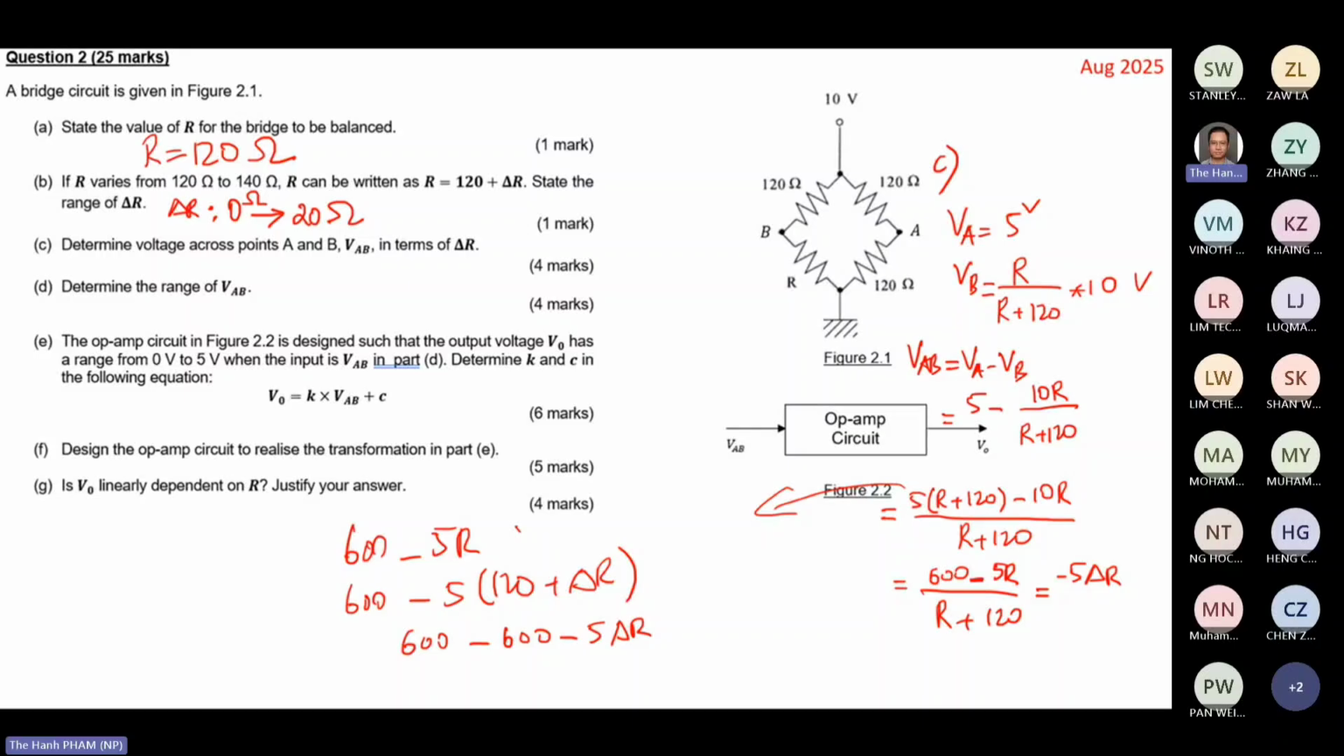Yeah, so this is minus 5 delta R. For the bottom, you have R plus 120. So your R is 120 plus delta R, then plus 120. So this one should be 240 plus delta R.